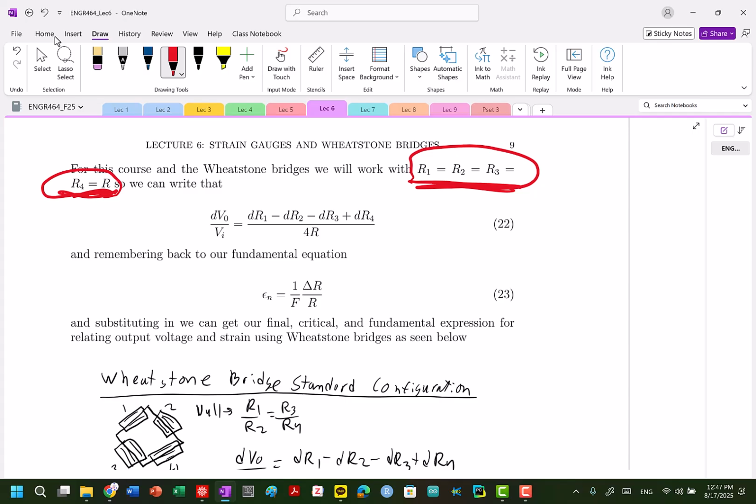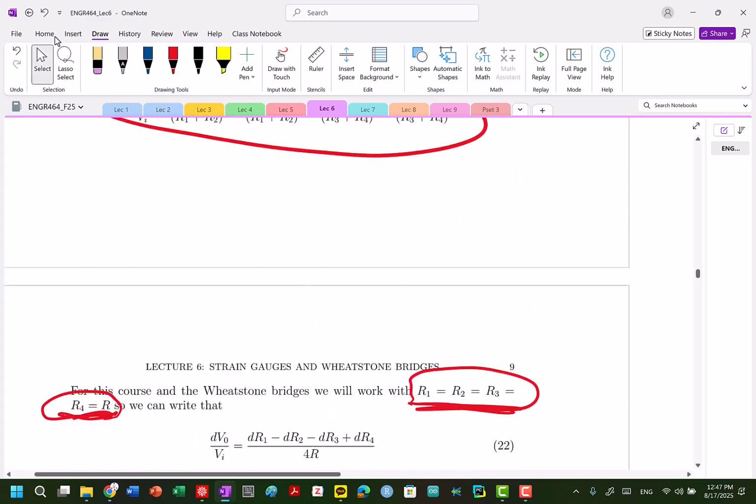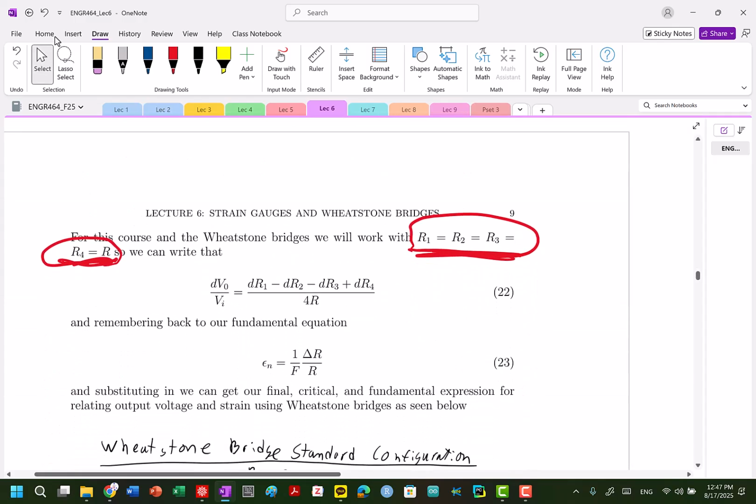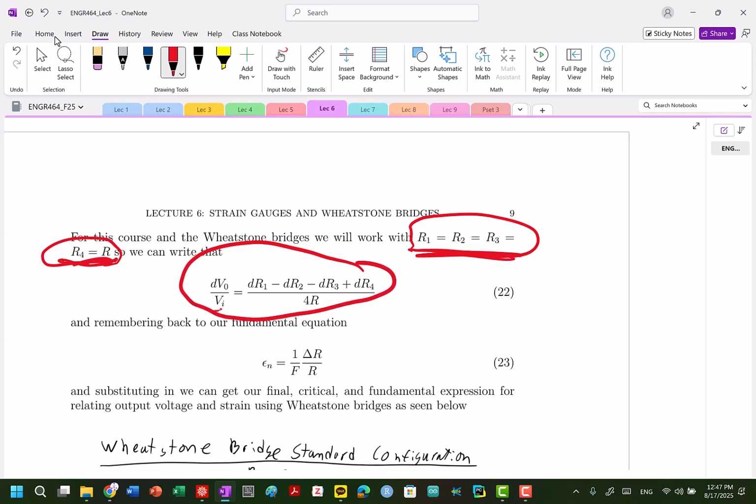Now, in reality, it's really hard to get a 0 voltage. I mean, you can, but especially when we're working with strain gauges. But we'll get to that in future iterations in the lab setting. We'll talk about all the differences. But you can see here that what you're going to end up with is a function like this. The change in output voltage over the initial excitation or input voltage is just going to be related to the change in resistance 1, 2, 3, 4 over 4R.